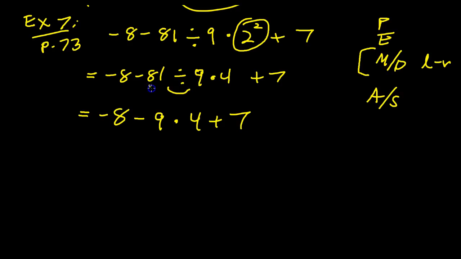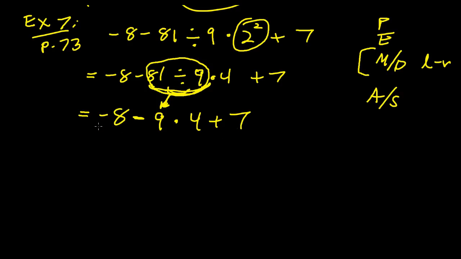Anybody okay with that? 81 divided by 9 is of course 9. Don't forget to put that negative sign in front of it. Okay, maybe I'll make it a little clearer here. 81 divided by 9 is 9. All right, so I'm left with minus 8 minus 9 times 4 plus 7.